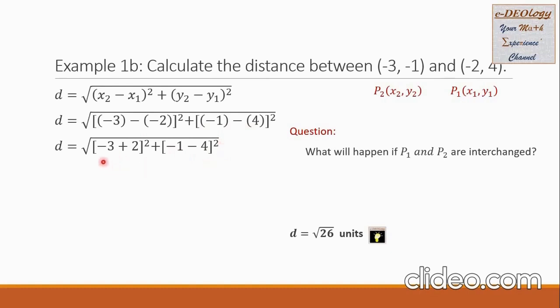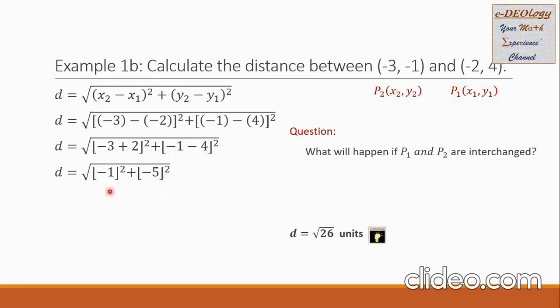Then we simplify further. The negative 3 plus 2 becomes negative 1. Then the square is there. Plus negative 1 minus 4 is negative 5. The power 2 is copied.